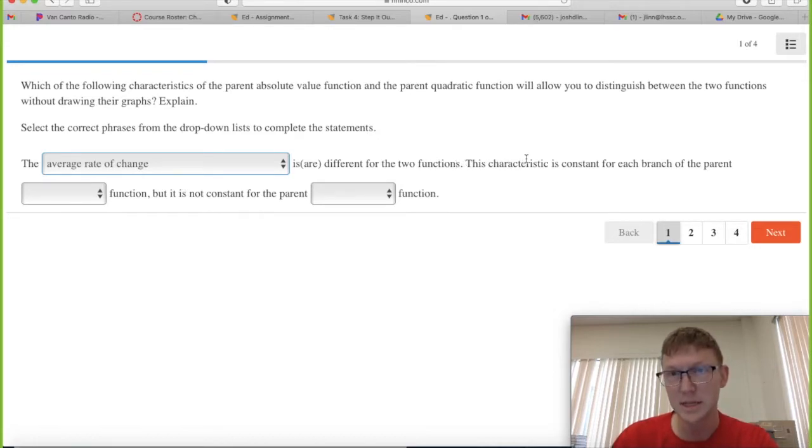This characteristic is constant for each branch of the parent absolute value, because remember the absolute value is a straight line, but is not constant for the parent quadratic, because it's a curved line. It's not constant. I like it.